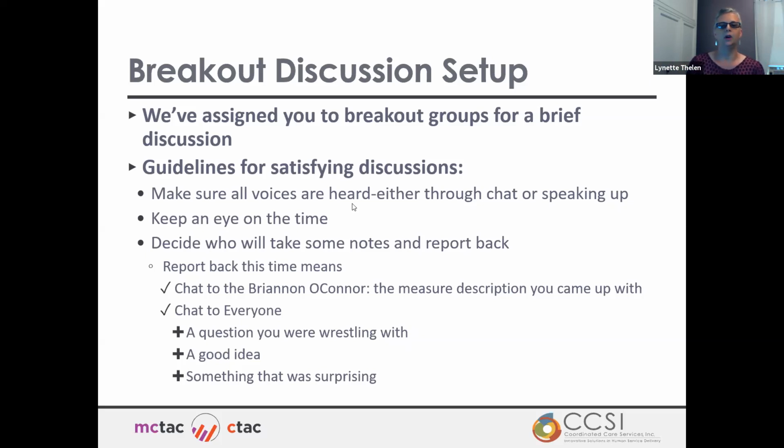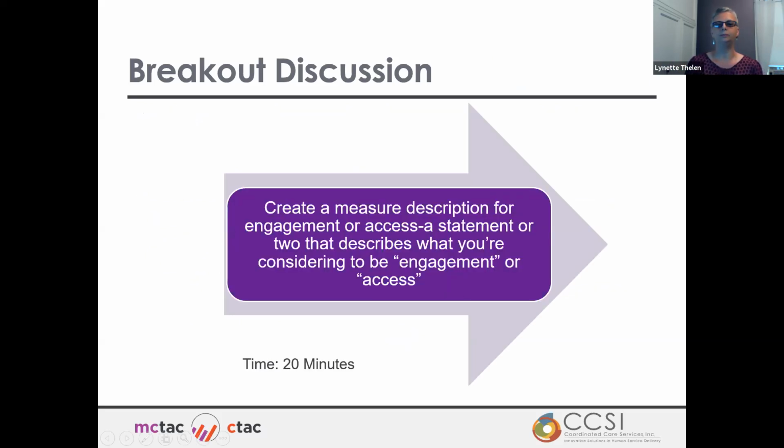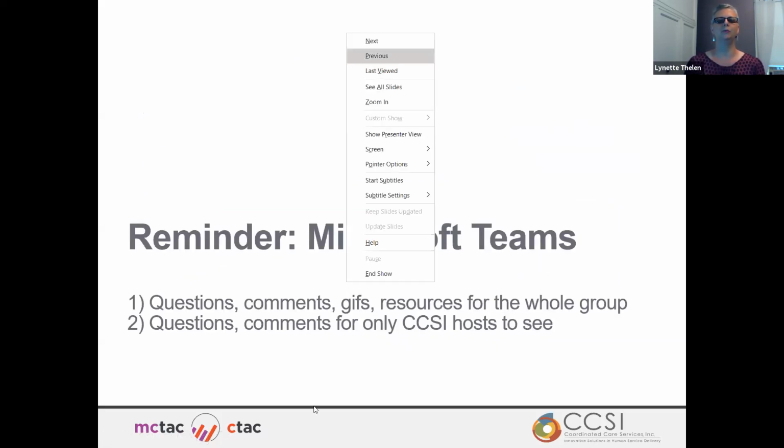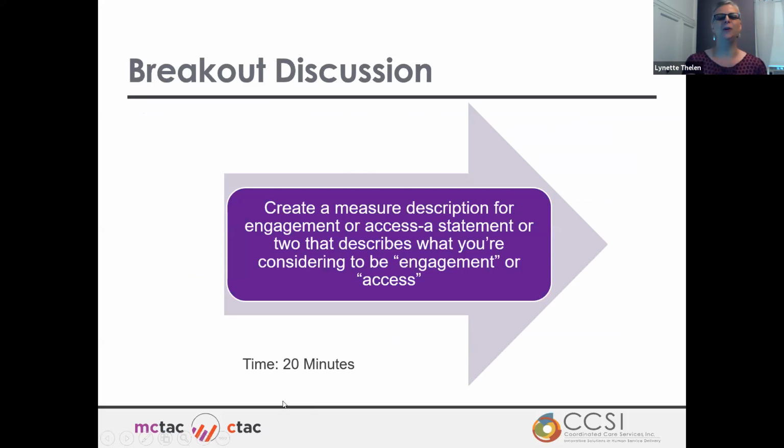And on our next slide, this is going to be the topic for your breakout discussion. I do believe this slide will go away when you move into your breakout group. So if you want to write this down, so once the slide goes away you don't lose it. You want to create a measure description either for engagement or for access. And what you're doing is really making a statement or two that describes what you're considering to be the engagement or access measure.